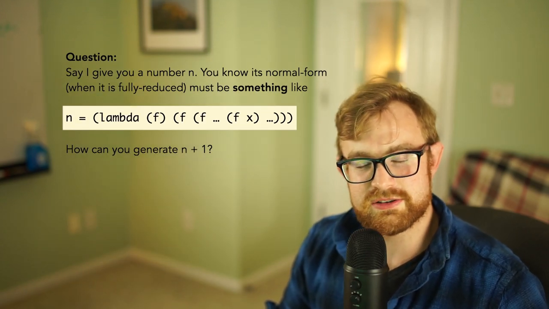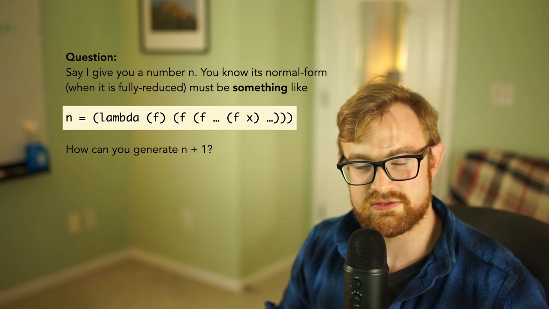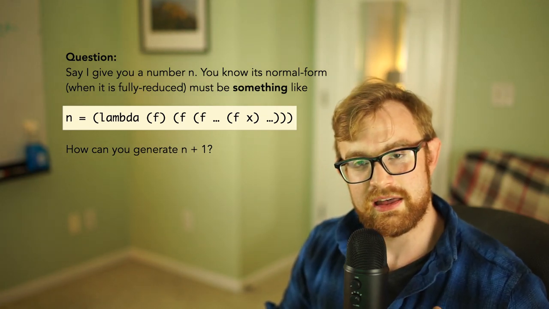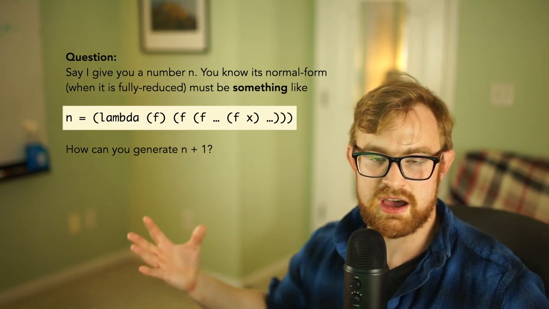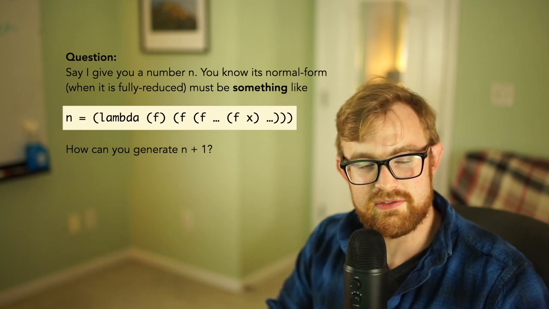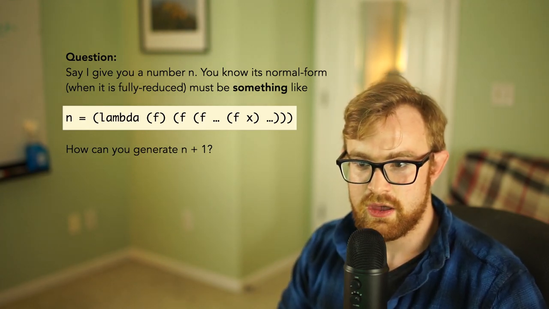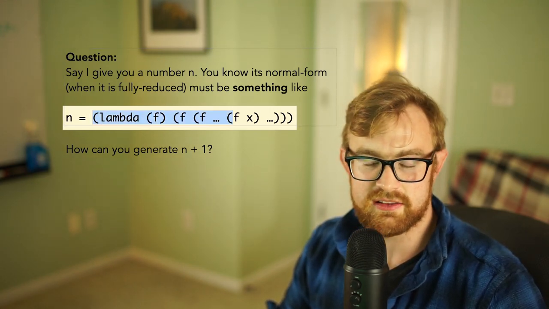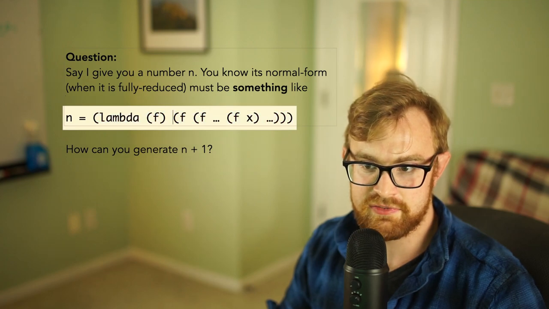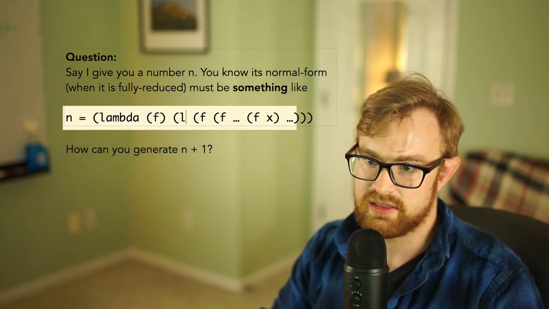All right, so now here's the question. Let's say that I give you some number n represented in this form. So it's a lambda with this form, lambda f, lambda x, and then it does f n times to x. So assume that I give you some number n represented in that style. Then you know that its normal form has to look something like this. It has to look like lambda f, and then some lambda x here.